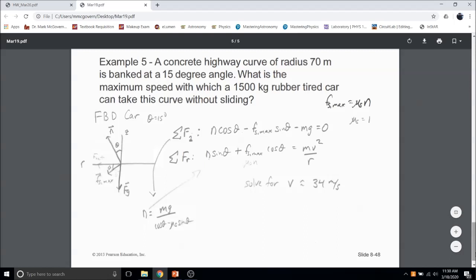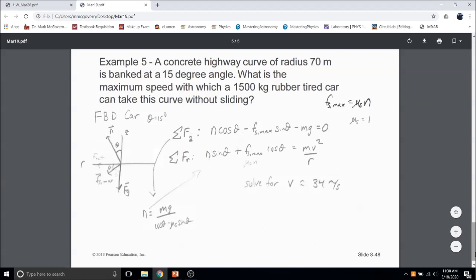A concrete highway curve of radius 70 meters is banked at a 15-degree angle. What is the maximum speed at which the car can go? Okay, so here, the max speed we would expect to be... This is very similar to the problem we had before, except we have a tighter radius of curvature. So that means the requirements are going to be a little higher, actually. But we're banked, so we expect that to help. Having that radius be smaller means you're going to have to provide a larger acceleration. That means the max static friction is not going to be quite as high.